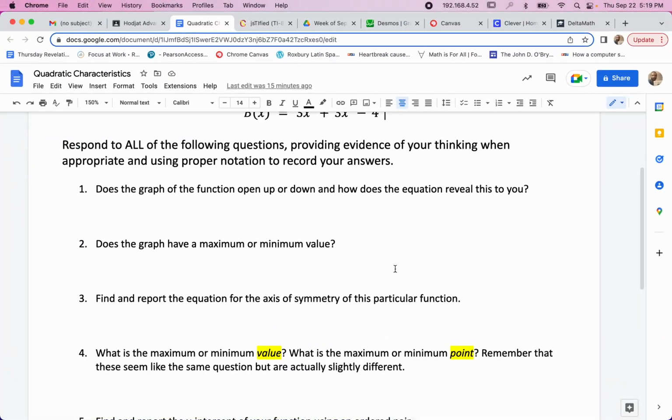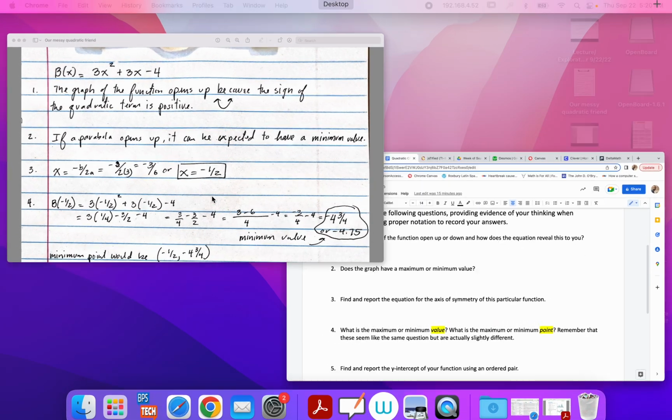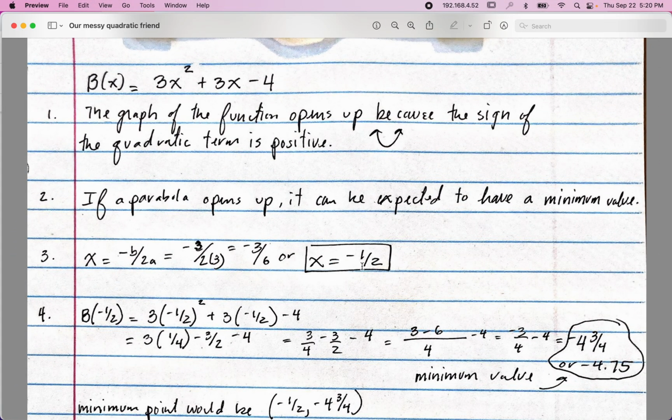Question 4. What is the minimum value and what is the minimum point? Well, here we go again. I'm going to take that value that represents not only the axis of symmetry, but the vertical line that passes through the vertex, and give that negative 1/2 to the function. So I'm finding b of negative 1/2.